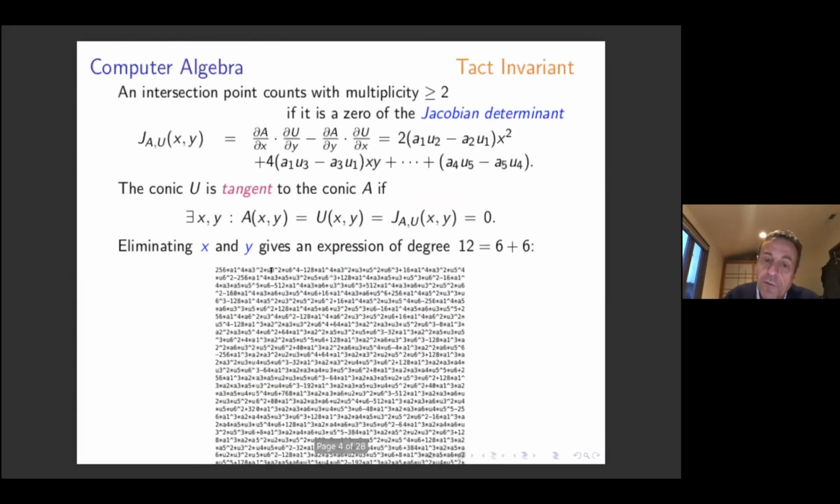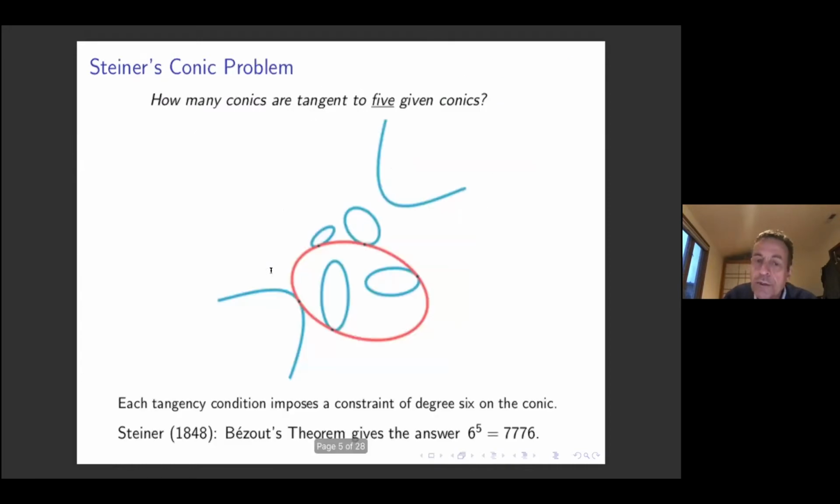Which condition? Well, this condition. For fixed A, this is a condition of degree 6 in the unknown red coefficients U. So we have 5 degrees of freedom and 5 constraints. So we expect a finite number of solutions, and generally the number of solutions is finite.